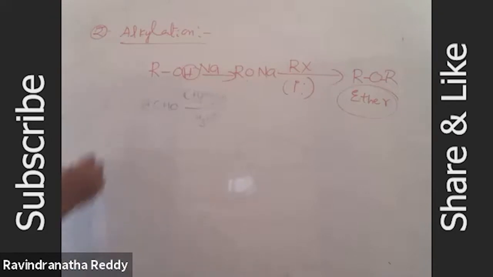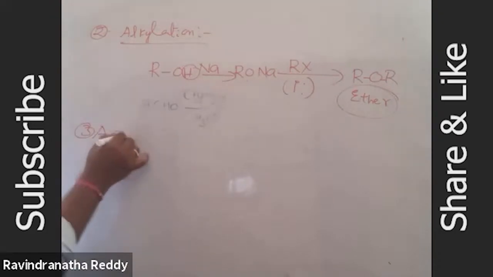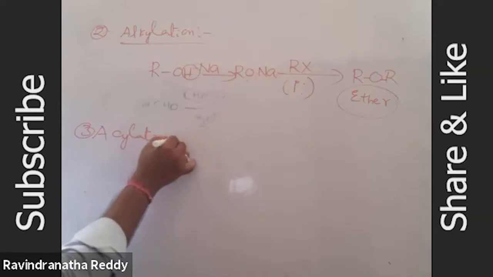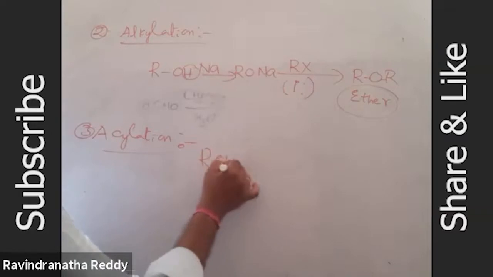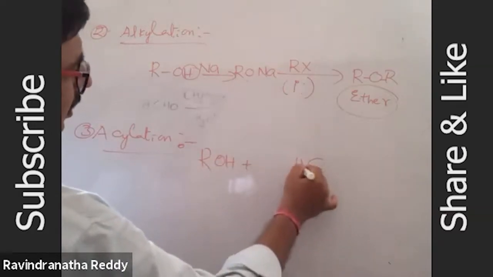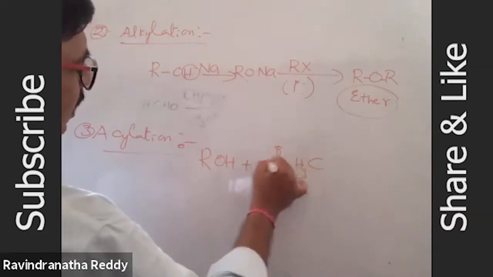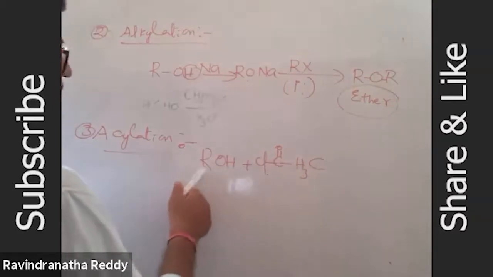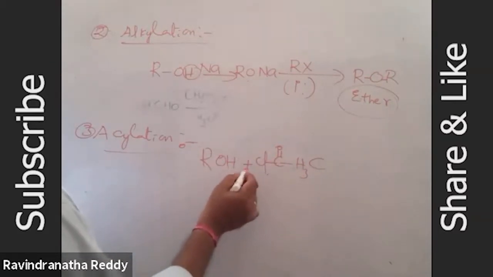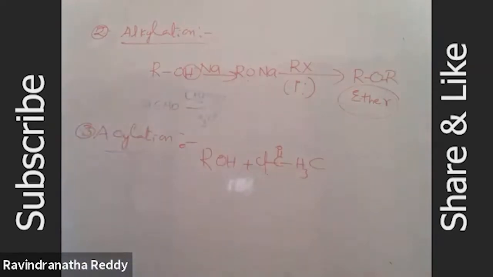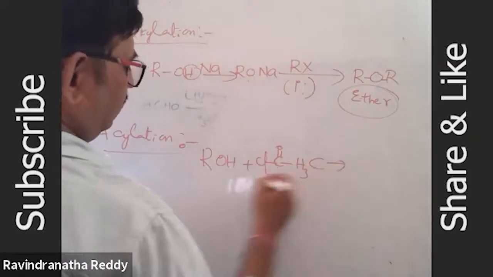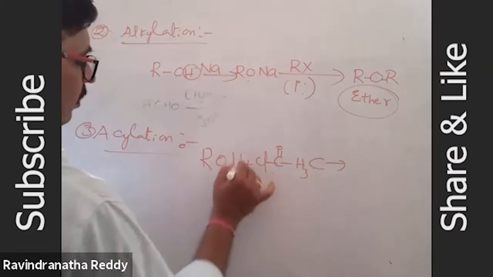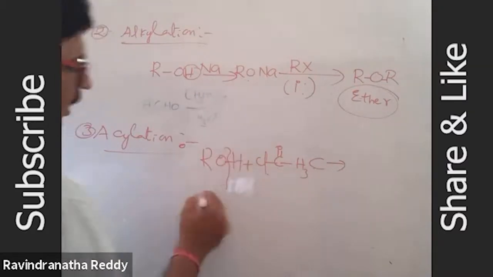Next, acylation. How to do that? Acyl group substitution, acylation. The reagent is acetyl chloride. So alcohol ROH reacts with acetyl chloride CH3COCl. Acyl group substitution, and you get HCl. What is the product in this reaction? ROCOR. This is the OH bond breaking of alcohol.